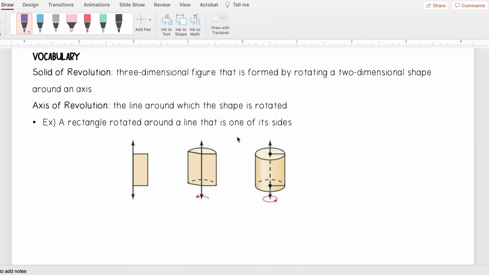For this video, we're going to be looking at describing and sketching solids of revolution. So a solid of revolution is a three-dimensional figure that is formed by rotating a two-dimensional shape around an axis. And the axis of revolution is the line around which the shape is rotated. So looking at this example here, this line is my axis of revolution. And the solid that I end up with at the end is the solid of revolution.